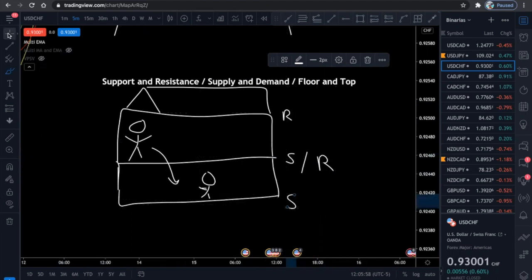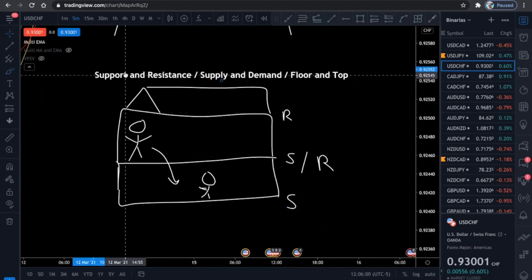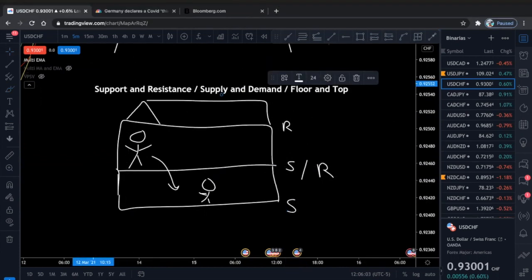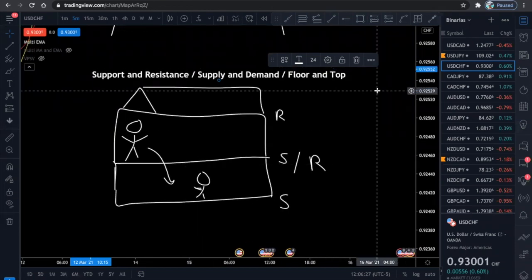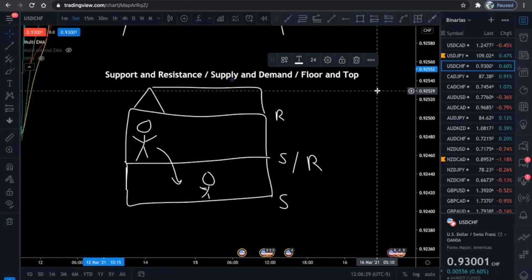Okay? So this is very important to understand, guys. You can get kind of confused with the names at the beginning, but it's all right. There's no problem. The important thing is that you know that you have support and resistance, and that your support can become your resistance, and vice versa. Your resistance can become a support.